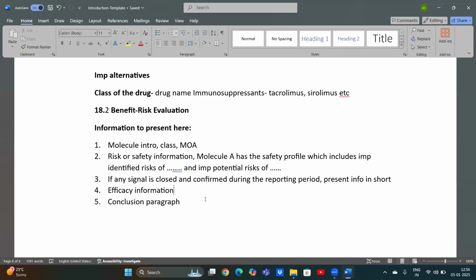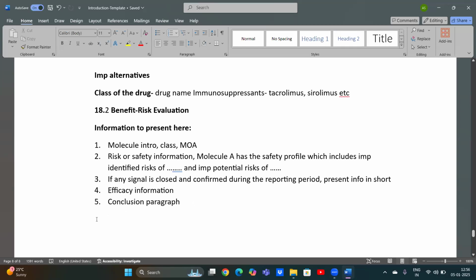Got it? So whatever pharmacovigilance activity we are doing, those are for safety, not for efficacy. So we will not take account of those reports. Whatever PV activities you are doing, those are for safety. Got it? Yeah.